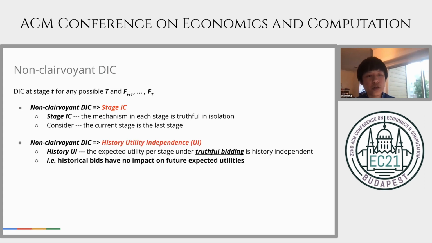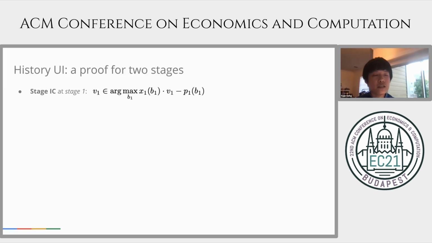It turns out that non-clairvoyant DIC also implies a stronger property, which we call history utility independence, which means that the expected utility per stage under truthful bidding should be history independent. In other words, the buyer's historical bids should have no impact on the buyer's future expected utilities. To have a better understanding of history UI, let me give you a quick proof when there are only 2 stages.